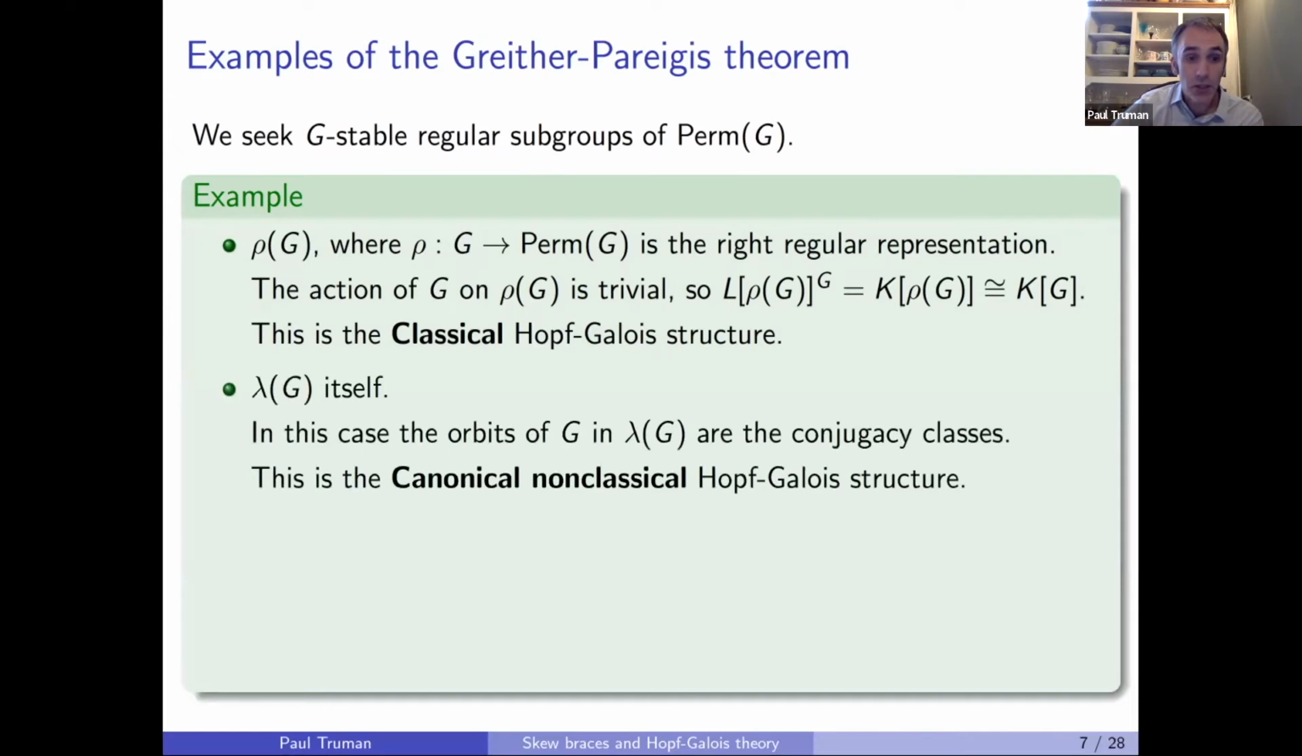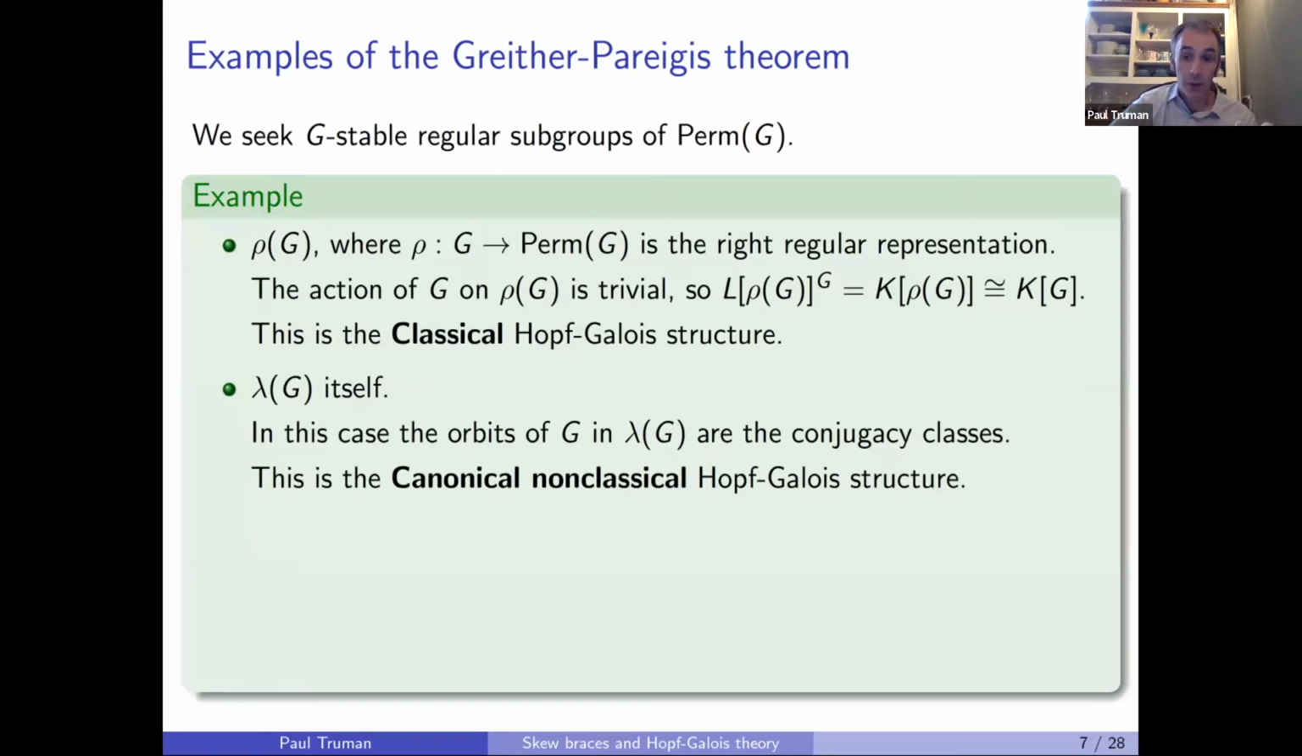So perhaps a slightly more interesting thing is to look at lambda G itself. If G is abelian, I don't get anything new this way. But if G is non-abelian, then this is a distinct, interesting regular subgroup. And in this case, the orbits of G in lambda of G are just the conjugacy classes. And so when I take the fixed points, something a little bit more interesting happens. You don't get the same Hopf algebra.